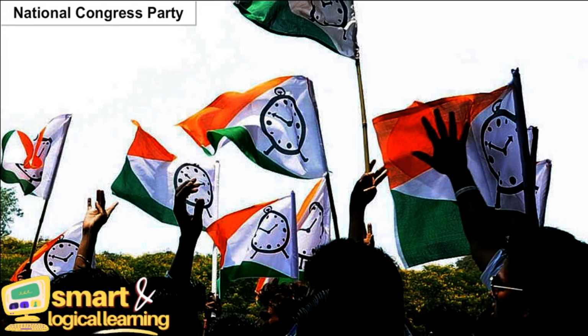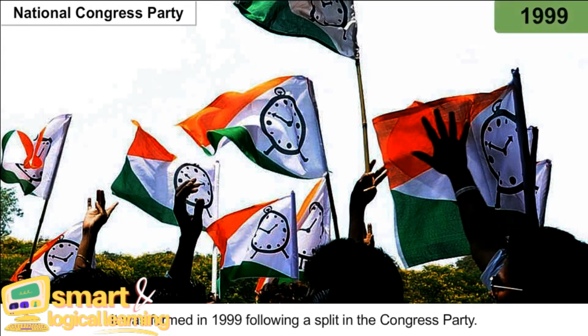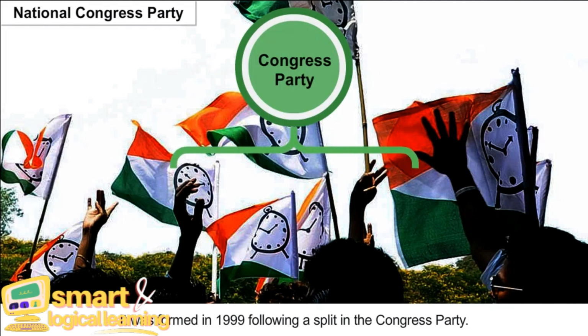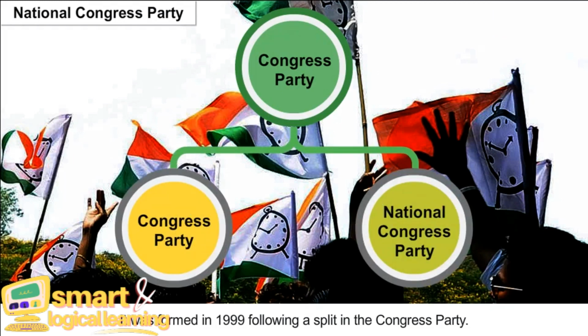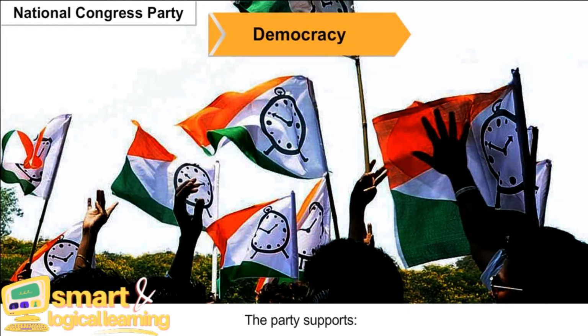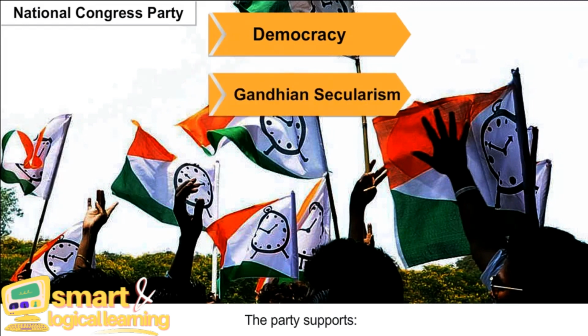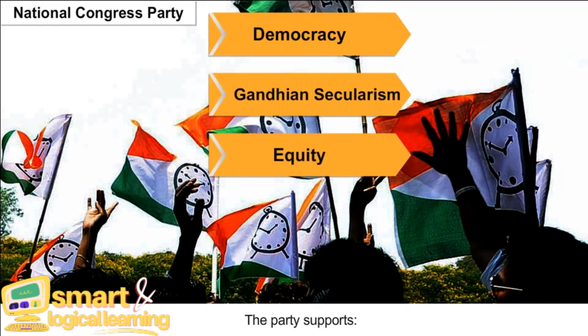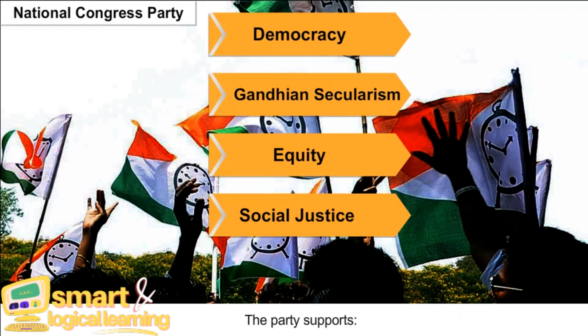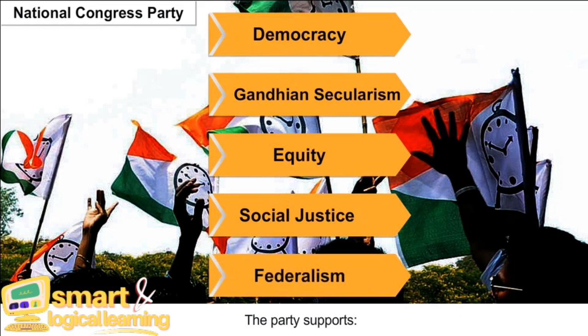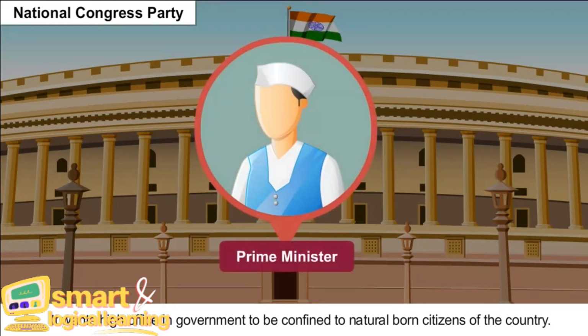National Congress Party. It was formed in 1999 following a split in the Congress Party. The party supports democracy, Gandhian secularism, equity, social justice, and federalism. It wants high office in government to be confined to natural-born citizens of the country.